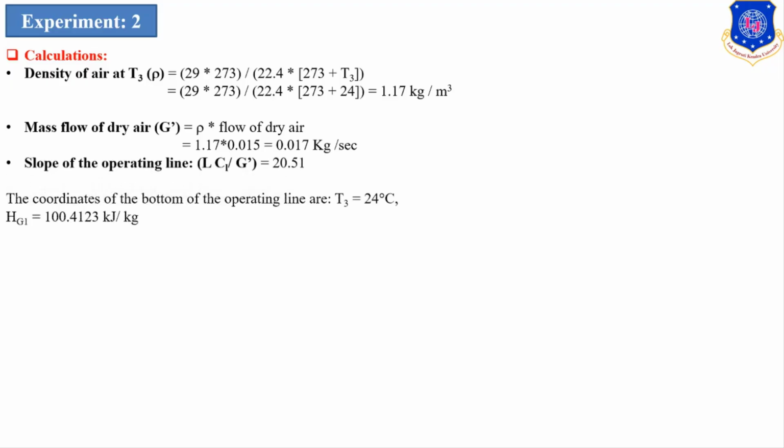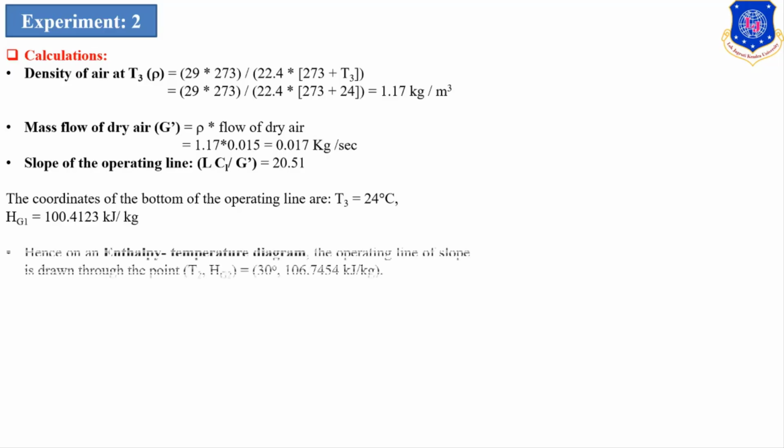Now the slope of operating line, that is L into C1 upon G dash. Okay, so we have calculated all these things, and so the slope of operating line will be 2151. Then the coordinates of the bottom of the operating line will be T3, that is 24 degree, and Hg1 will be 100.4123 kilojoule per kg.